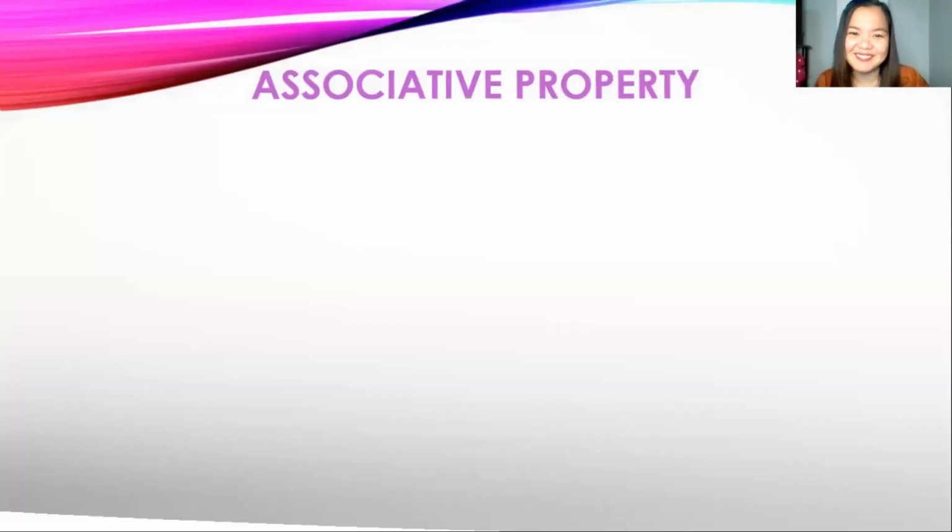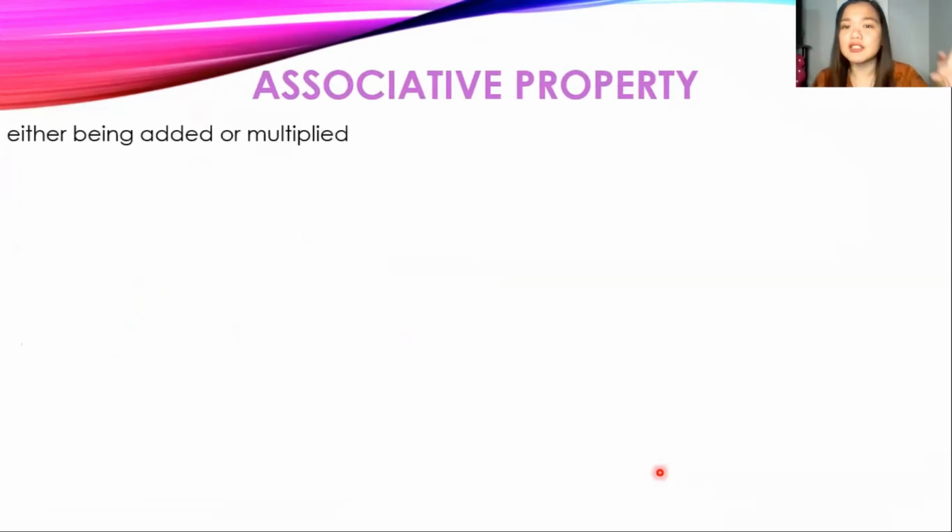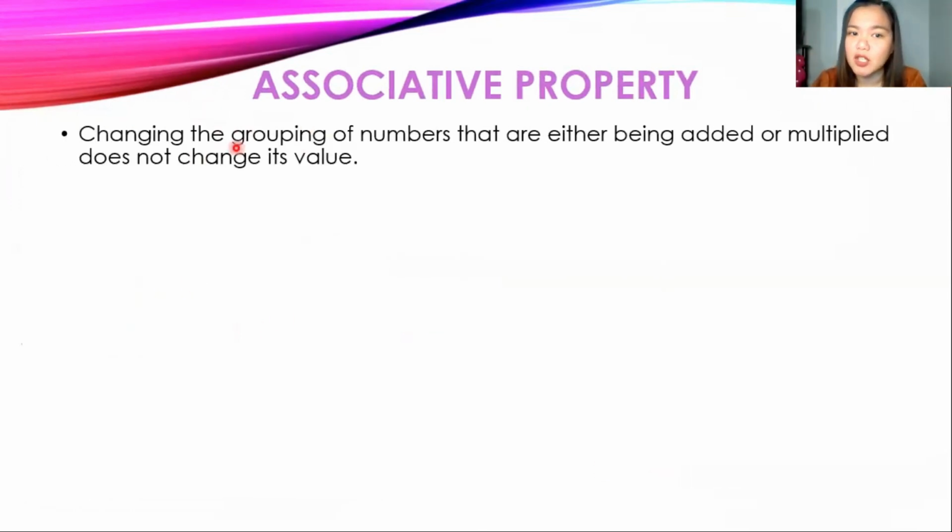So take note that associative property is based on groupings. Earlier, in commutative, the order was just reversed. This time, groupings. So, changing the groupings of numbers that are either being added or multiplied does not change its value. For example, this one. Open and close parentheses, A plus B plus C equals A plus, open and close parentheses, B plus C.